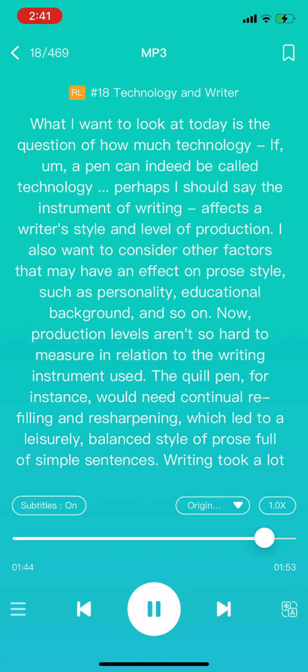Well, it looks as though we're going to have to leave word processors, computers, and, of course, the way film and its narrative techniques have affected writing style for another day.